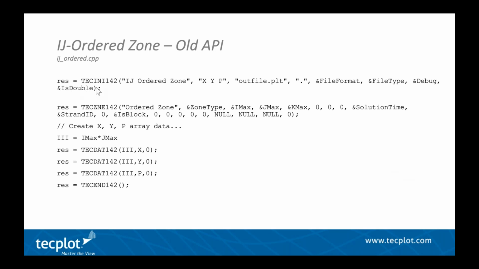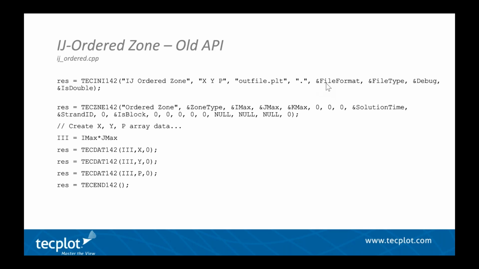So TecIni is a function that is going to initialize the file. It's going to tell us the name of the data set. So all Tecplot data sets have a data set title. So that's this first parameter. A list of variables. So in this case, it's a space separated list of variables. The name of the file, and then some additional information for how we want this file to be constructed.